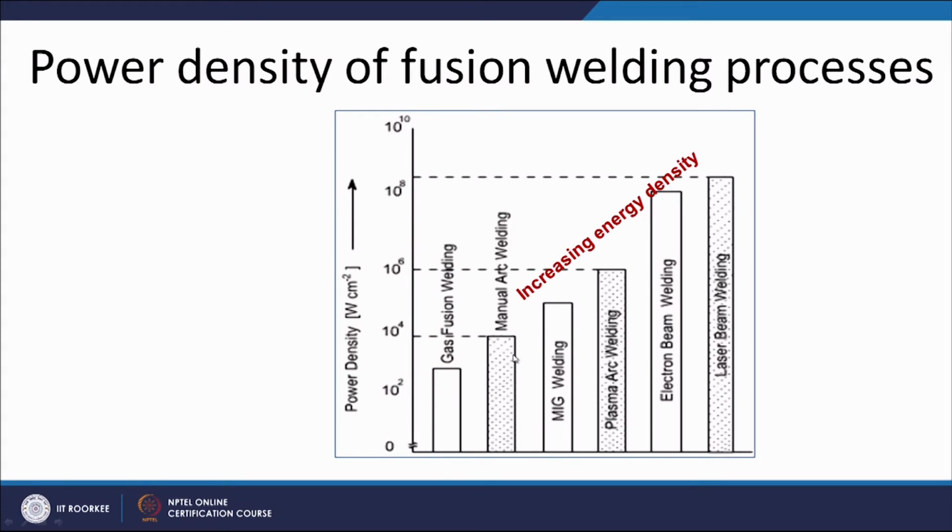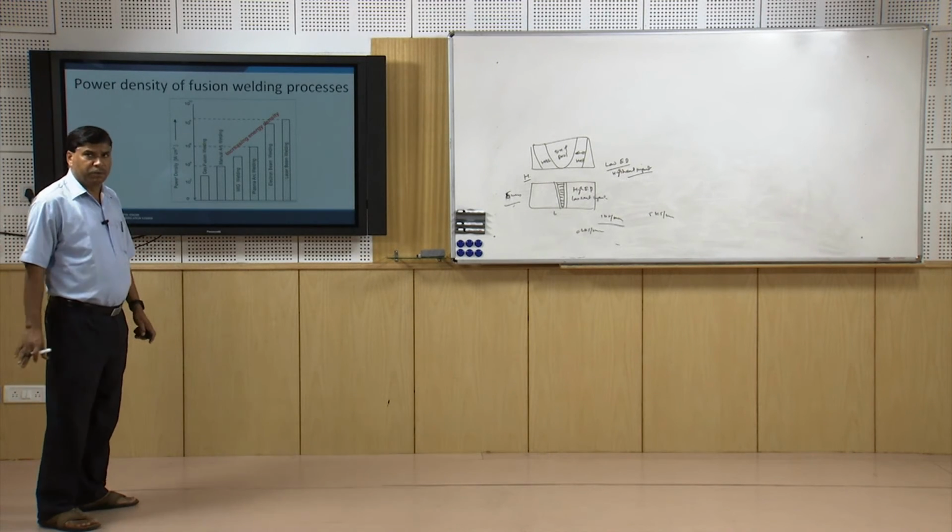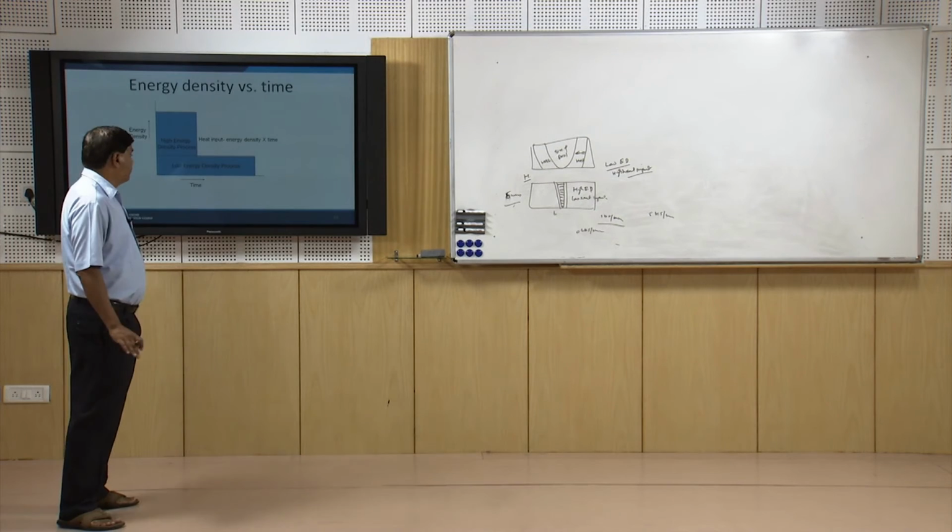Here, for manual metal arc welding it is 10 to the power 4 watt per centimeter square, for MIG welding 10 to the power 5, for plasma 10 to the power 6, for electron beam roughly about 10 to the power 7 or 10 to the power 8 for the laser beam welding process. So, these are in ascending order of increasing energy density. Higher the energy density, lower will be the heat input required for the fusion purpose.